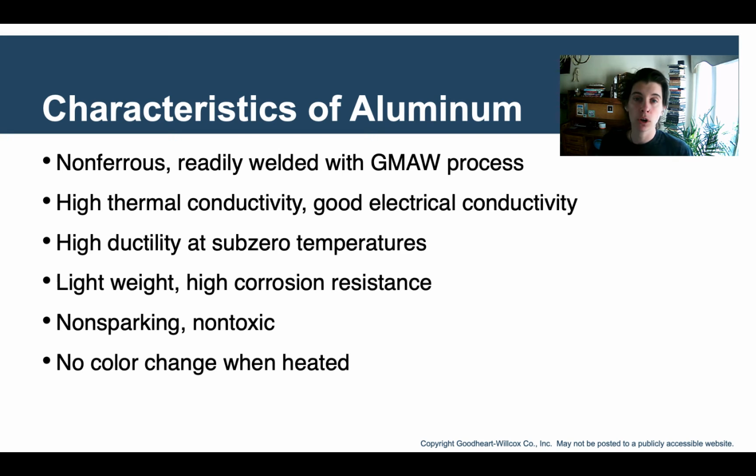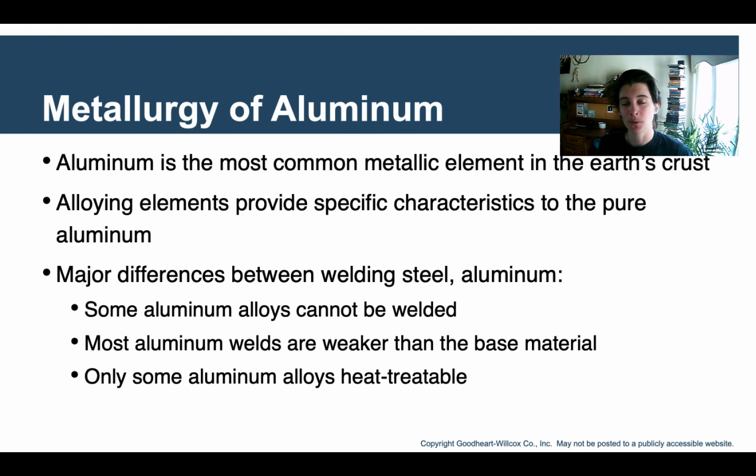And then no color change when heated. So that's the biggest thing that can be really weird when you're starting to weld it. You won't see any color change happening, none of that bright orange or red color as you're welding. And as you see the weld puddle and the base metal melting, there's none of that with aluminum, which could be a little bit of a trip when you first start working with it.